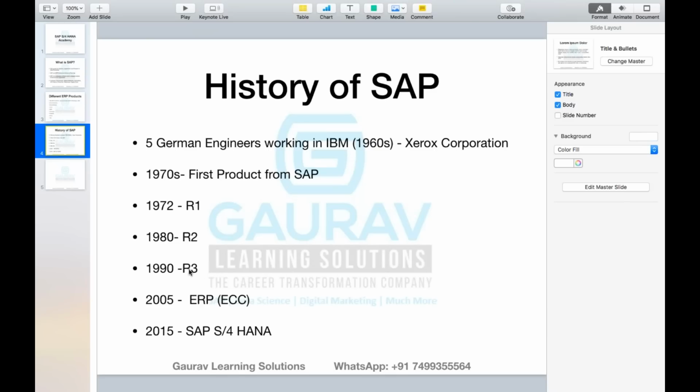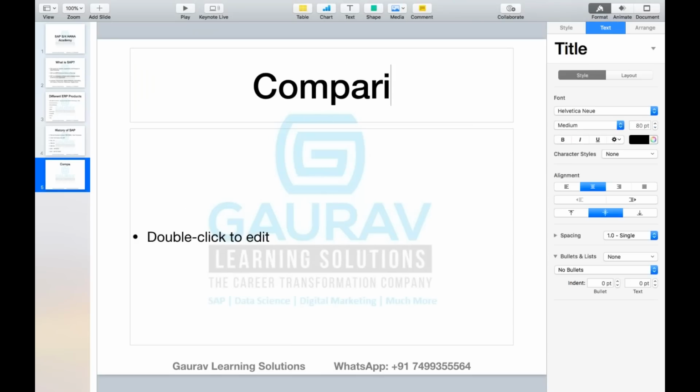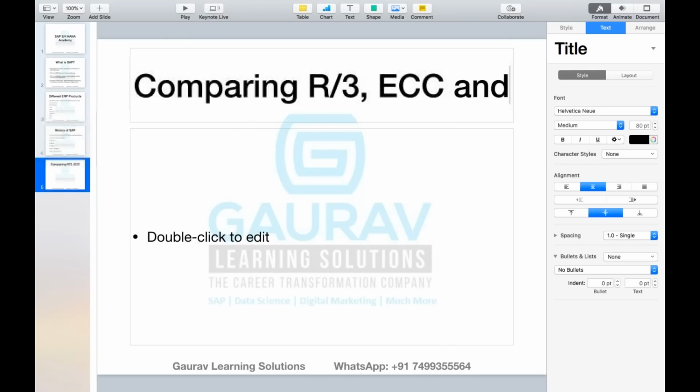As I told you, I want to give a brief of these 3 products, R3, ERP and SAP S4 HANA. What exactly is the difference? How is SAP coming up with different products, and what exactly was the benefit of using R3 compared to R2? Then why did SAP come up with SAP ECC, and which problems of R3 were solved? And finally, how will SAP S4 HANA solve the problems which came up with SAP ECC? So, comparing R3, ECC and S4.